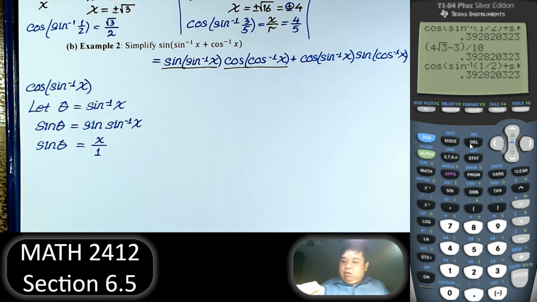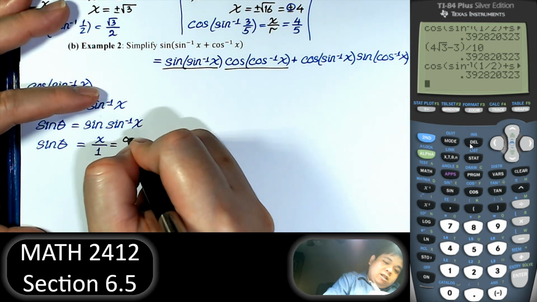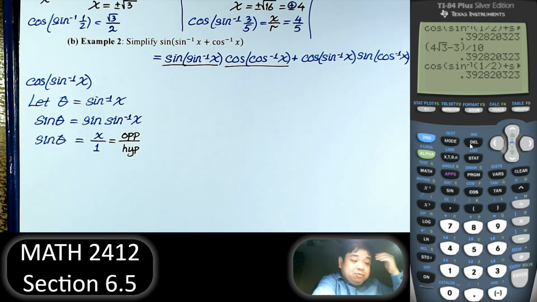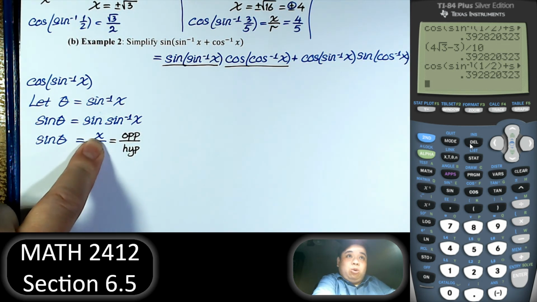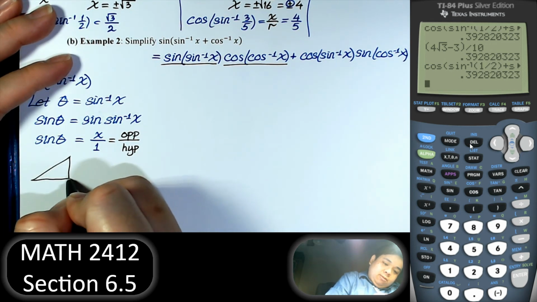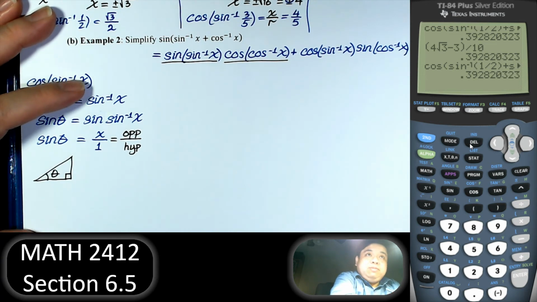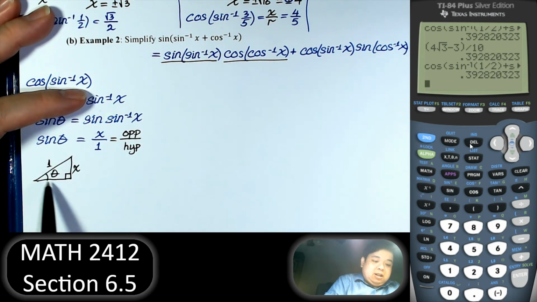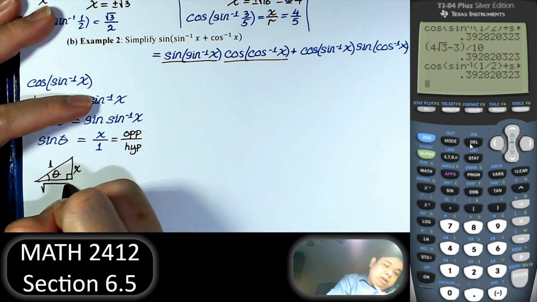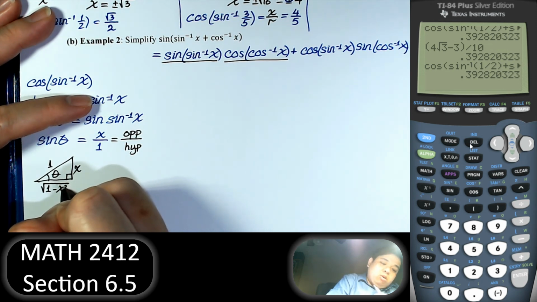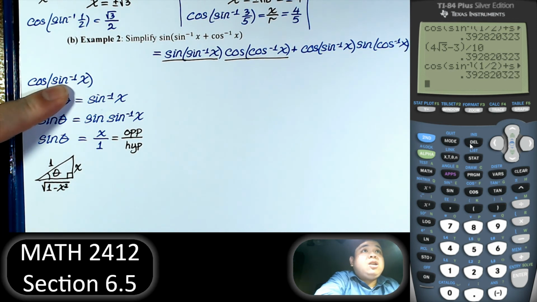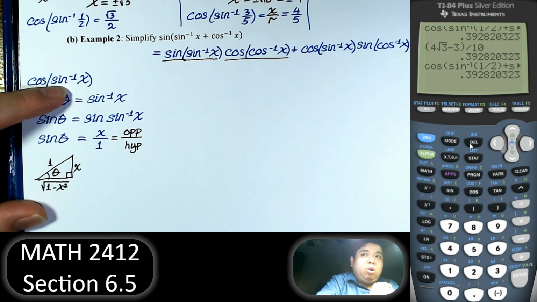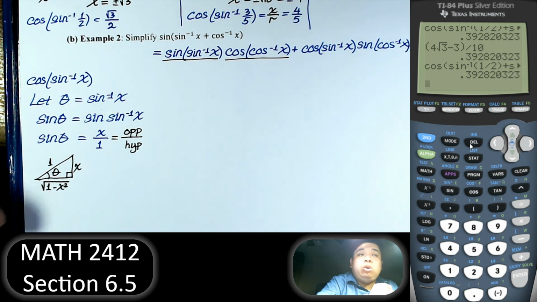Now, for this one, let's use opposite over hypotenuse, as if we use x and y, that will be confusing with the x we already have. Right. So opposite is x, hypotenuse is 1. So because of that, the adjacent by the Pythagorean theorem will be square root of 1 minus x squared. Once again, we only take the positive values here. Because sine inverse is in quadrant 1 or 4, then cosine of quadrant 1 or quadrant 4 is going to be positive.